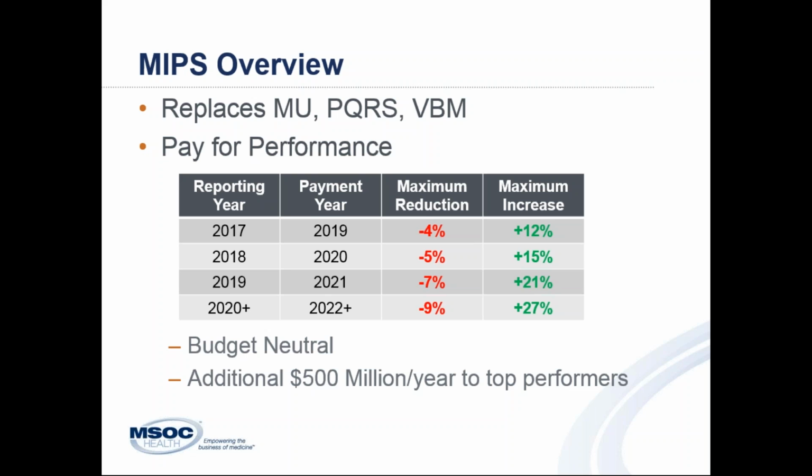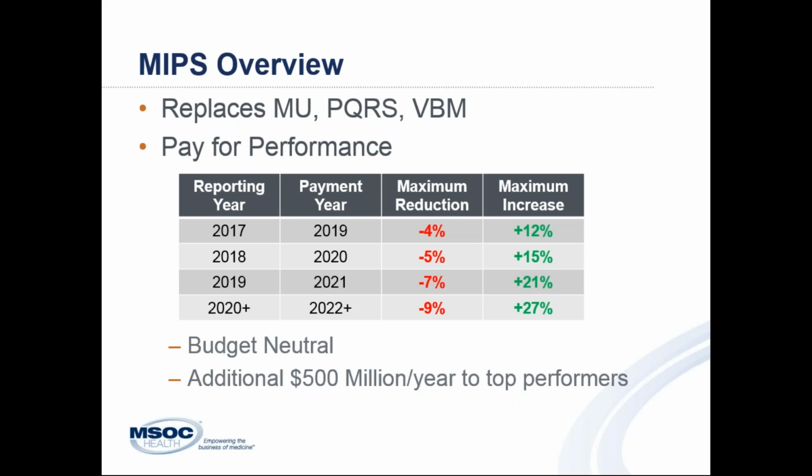So if you think about this, we're actually going back down. We have a 9% risk now, and we're going to go down with next year's program to a 4% risk of negative, but that's going to grow over time. So also focus on the increase side.